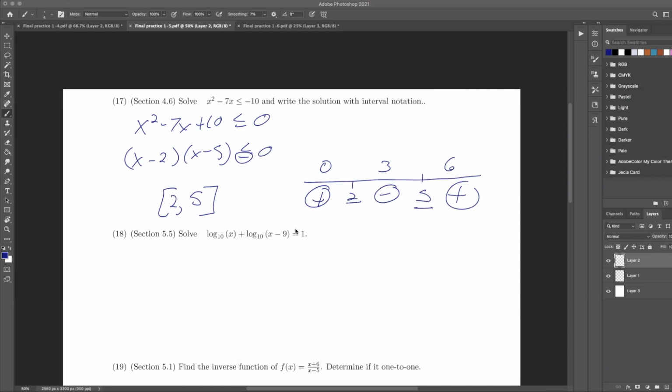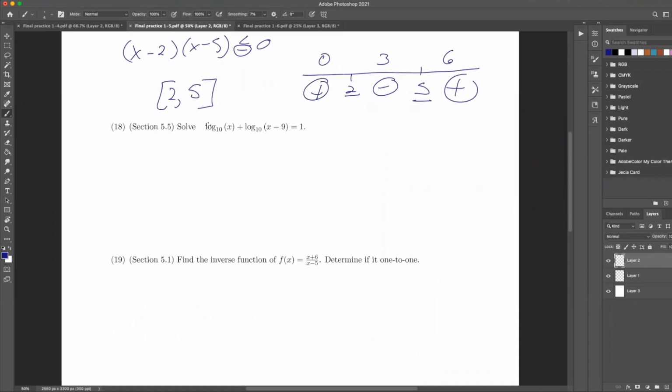Let's go to the next one. So here we have some log function. I put in log base 10 to make it very clear that we're just doing log 10. Your book's just going to write log, which is fine. So your book will look like this when you take it. And so when we do this, the first thing you want to do is combine the log functions.